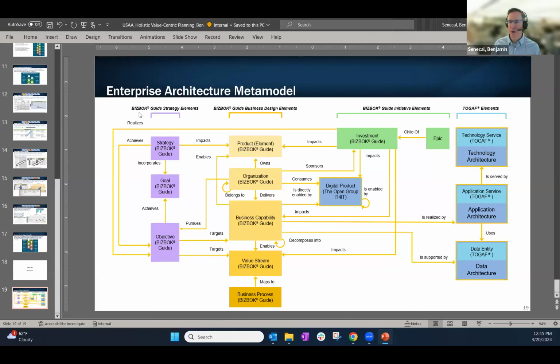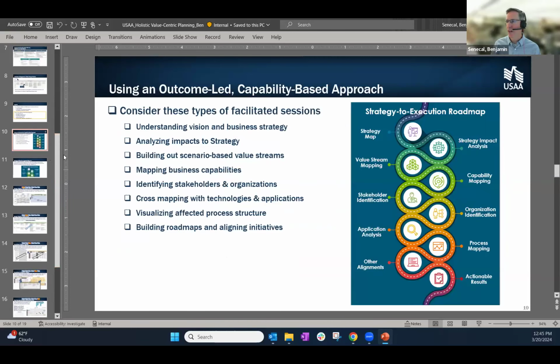That's why we created this view, the strategy to execution roadmap. All of these concepts are in the BizBoc, but what we try to show is a way to communicate the value we can bring and the way we can facilitate discussions with the business. This has been useful in those conversations. And we also say it's not a prescriptive set. You don't have to do all of the items on here, but we can pick and choose and tailor the approach to meet your needs. So this one has been helpful.